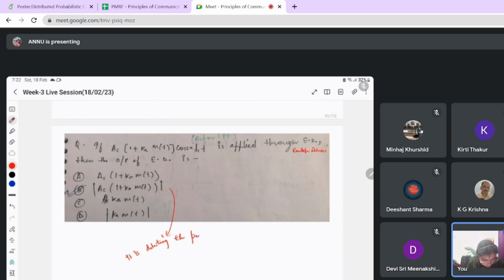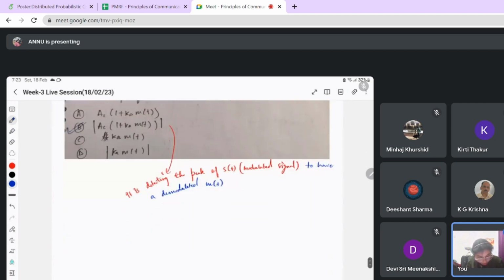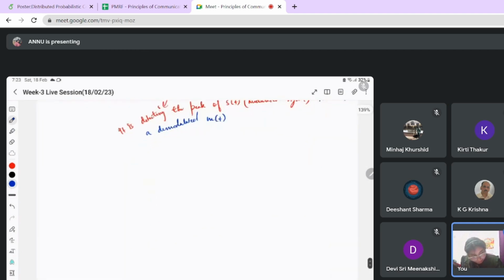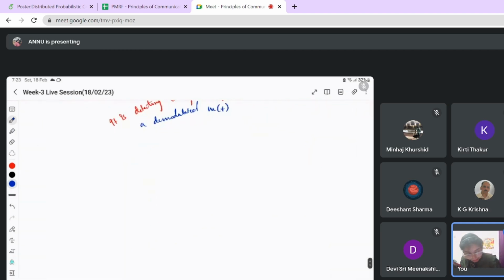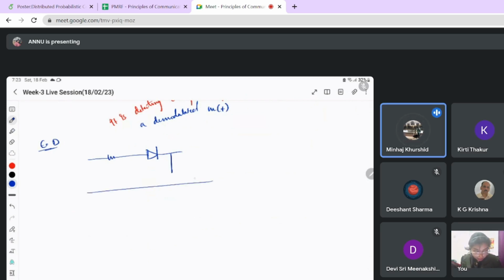The peak of s(t), the modulated signal, gives the demodulated m(t). Can somebody tell me what the diagram for the envelope detector should be? The diagram of its circuit. Yes, ma'am, a parallel R and a parallel C. Yes, parallel capacitor and parallel resistor.